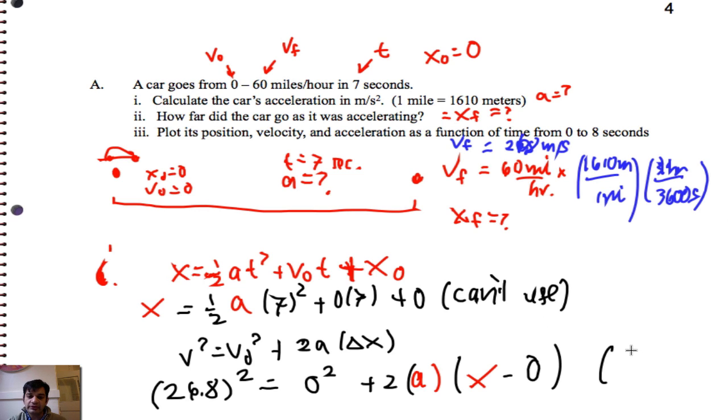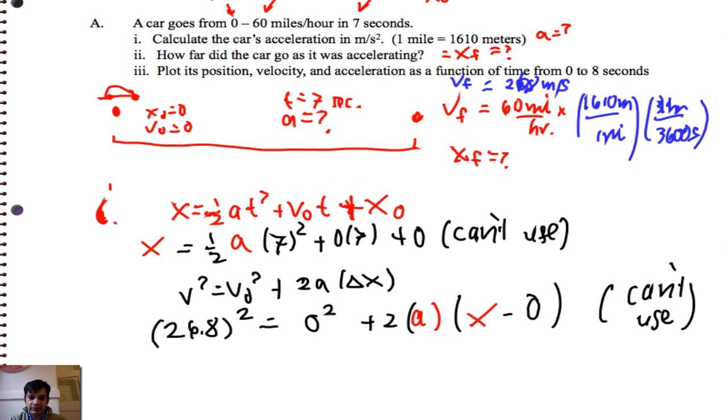So this is also another equation we can't use because we have 2 unknowns. So now we're going to plug into the third equation, and hopefully this one works out. So with that in mind, we're going to have v equals at plus v naught, and we plug in our numbers. We have 26.8 equals a, which is our unknown.